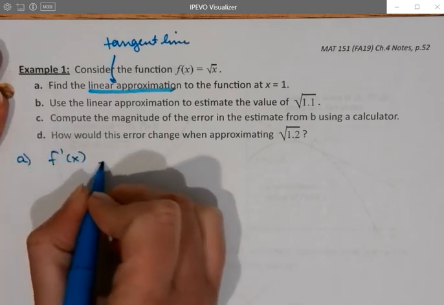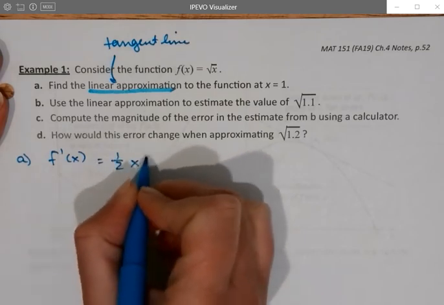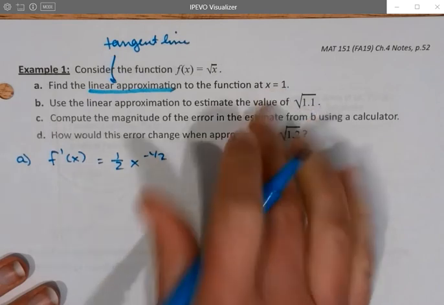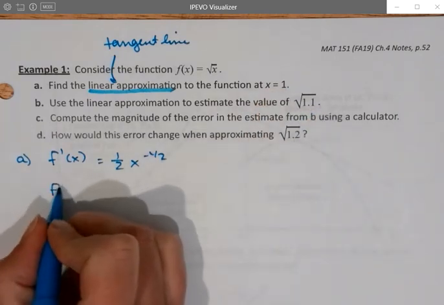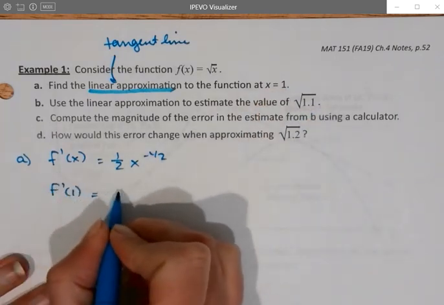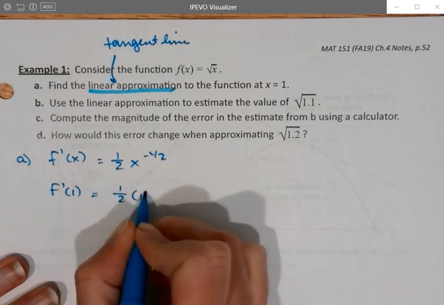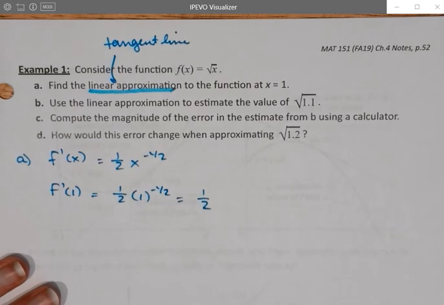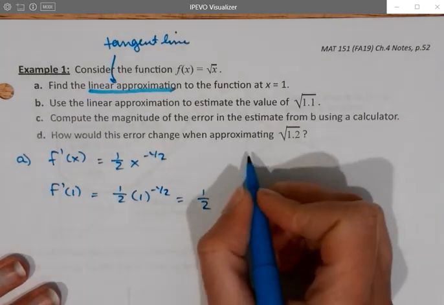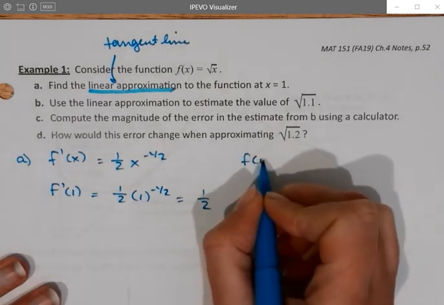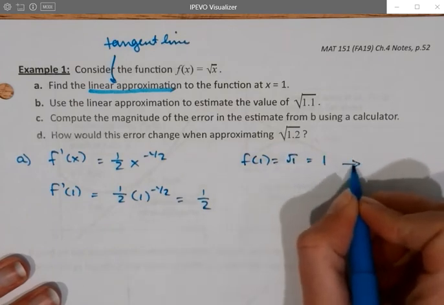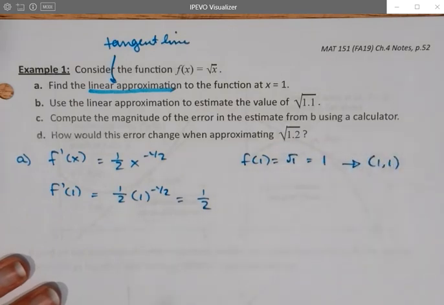So f prime of x is going to be 1/2 x to the negative 1/2 power. And I really want that evaluated at 1. So f prime of 1 is going to be 1/2 times 1 to the negative 1/2 power, which is 1/2. I also need the y value, so if I take the original f of 1, I get the square root of 1, which is 1, so the original ordered pair was (1, 1).